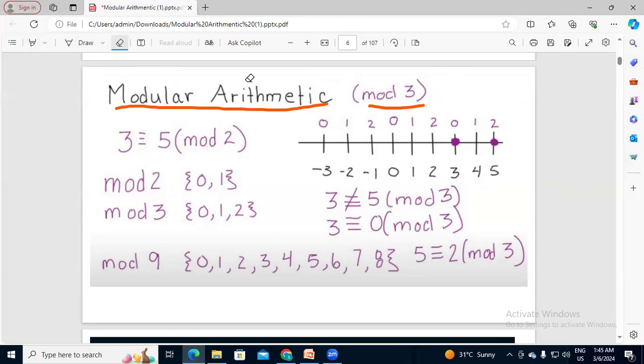So we need to understand here the features of modular arithmetic. On the upper side, we have plotted the numbers. On the downside, we have plotted numbers like 0, 1, 2, 3, 4, 5. And here we have represented the modulus 3 result. So 0 mod 3 will be 0. 1 mod 3 will be 1. 2 mod 3 will be 2. Then again 3 mod 3 will be 0.